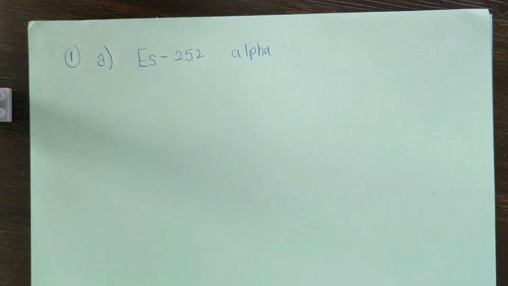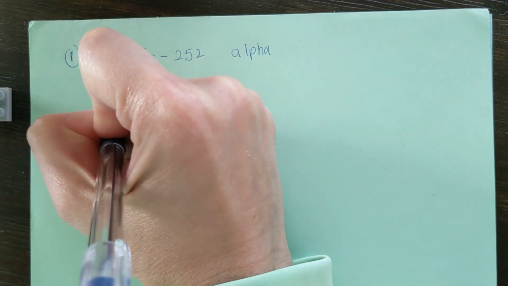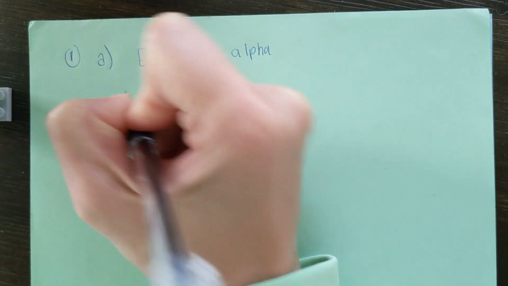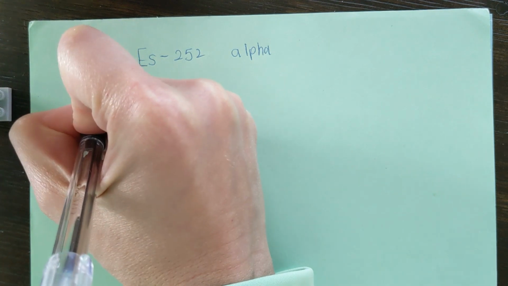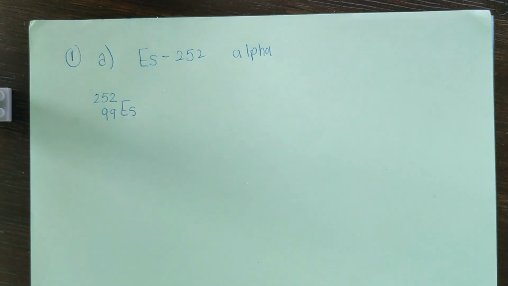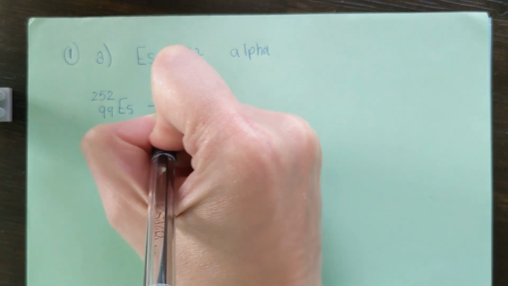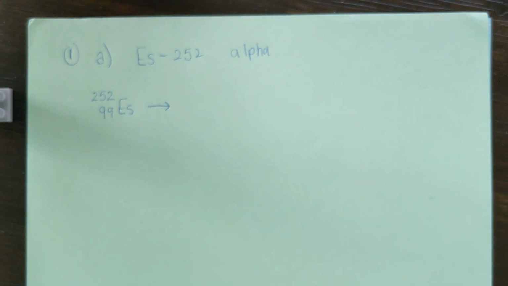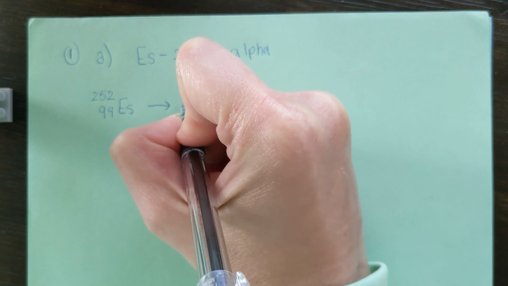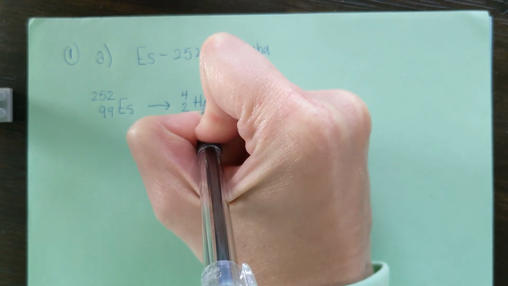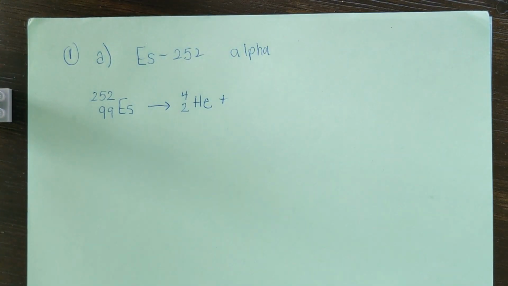Okay, so we have 99 ES 252. This tells us it's an alpha decay. So we know we have an alpha particle, and an alpha particle is 4,2-He. So we release an alpha particle, and then we have a new element that's produced in this nuclear reaction.